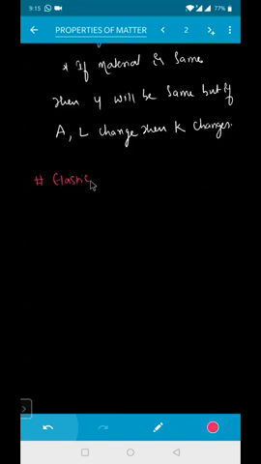Sir, why would Y remain the same if the material changes? Why will Y remain the same if the material is the same? Because that is a property of the material.